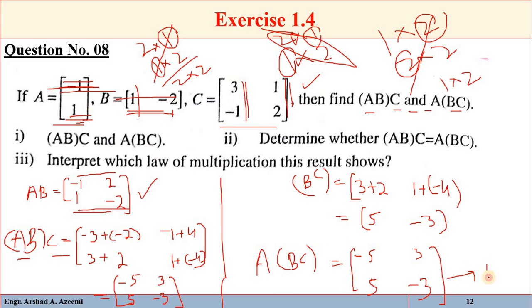Now for example, this is matrix 2 and the first one is matrix 1. So we have found this one and this one. Determine whether these two are equal. So yes, AB multiplied by C is equal to A multiplied by BC. Now which law of multiplication does it show? So we can say that the associative law of multiplication is holding here. Okay, meaning the associative law under multiplication exists.